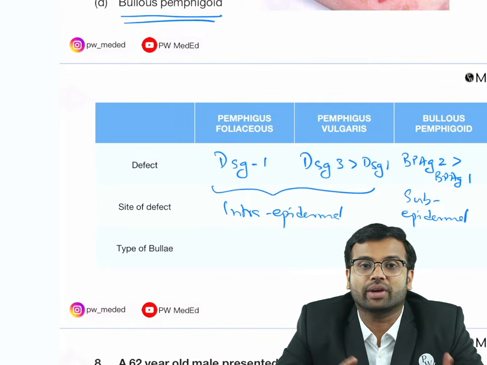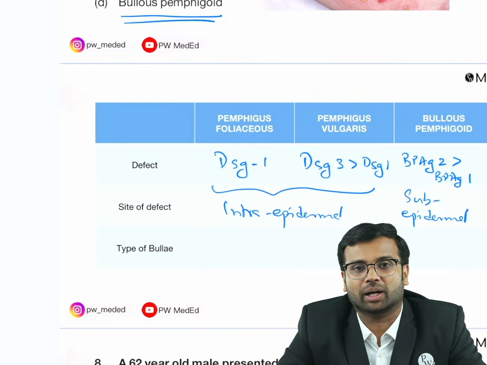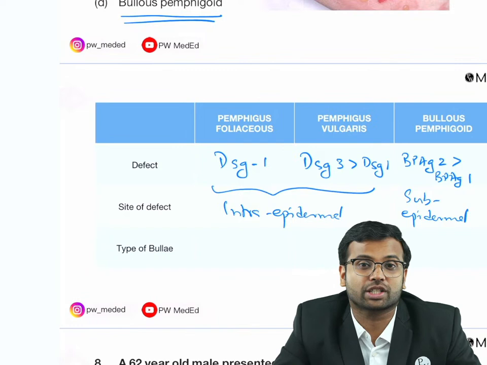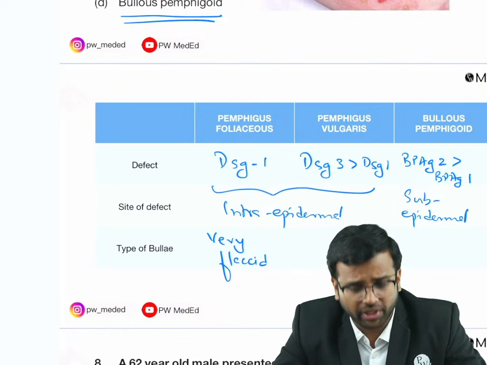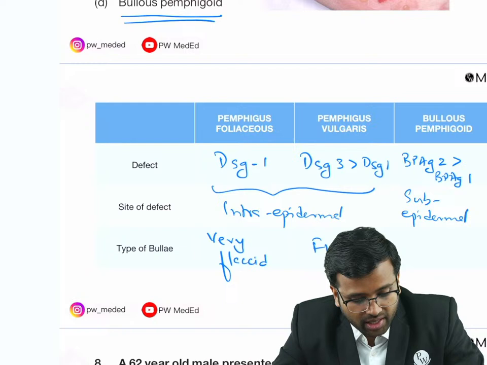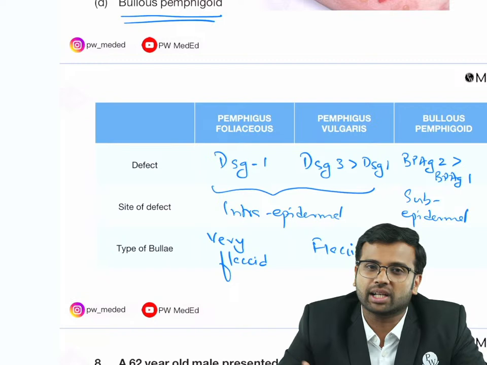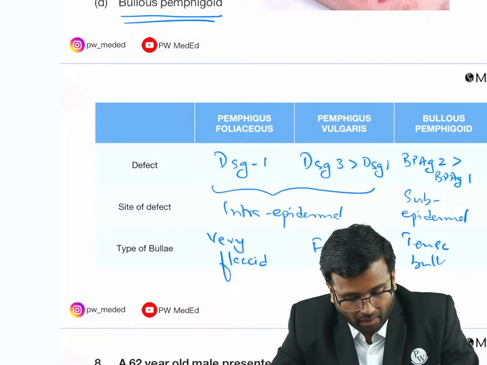Fine. Now, because of this, the area where this defect is present, can you tell me where can we find a very flaccid bulla and where can we find a flaccid bulla? Yes, the answer here is the type of bulla that you can see in pemphigus foliaceus is going to be very flaccid, which means it is going to break very easily. Whereas in pemphigus vulgaris, you can see a flaccid bulla. And just like the MCQ we have dealt with just now, you can see a tense bulla when it comes to bullous pemphigoid.